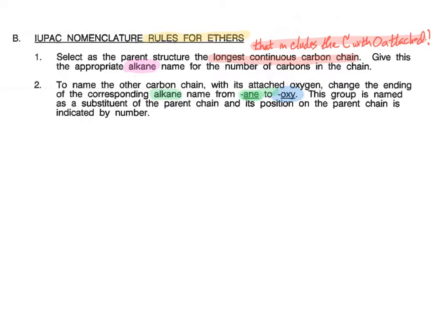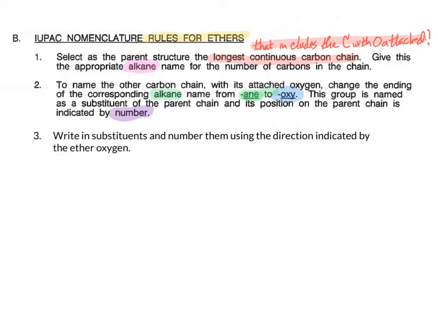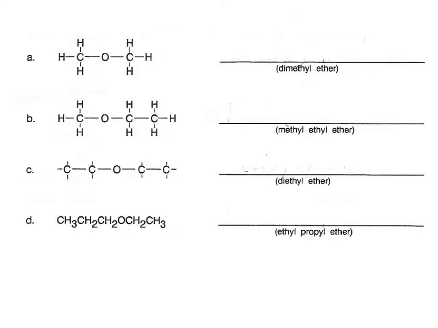Next, we'll indicate where that oxygen is attached on the main chain. And finally, we'll add in any substituents indicating where they are attached using the numbering direction determined by the oxygen in the previous step. So let's try some. Notice that we do have some common names over here in the parentheses. You will not need to know those at all.